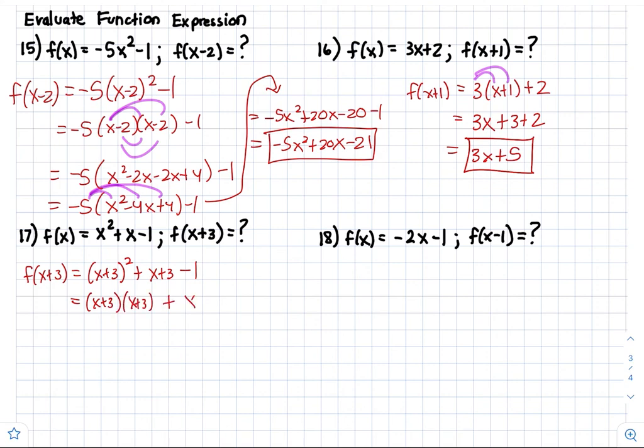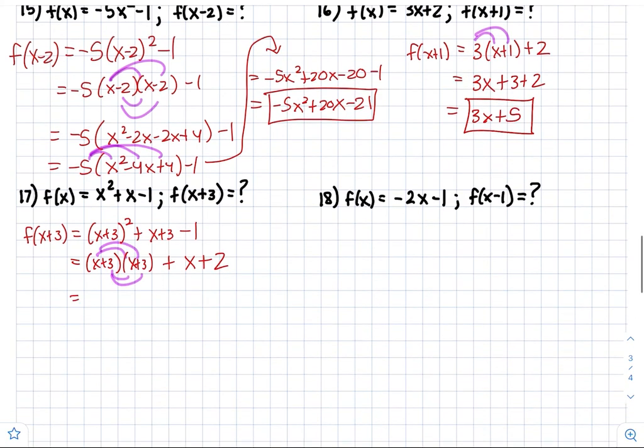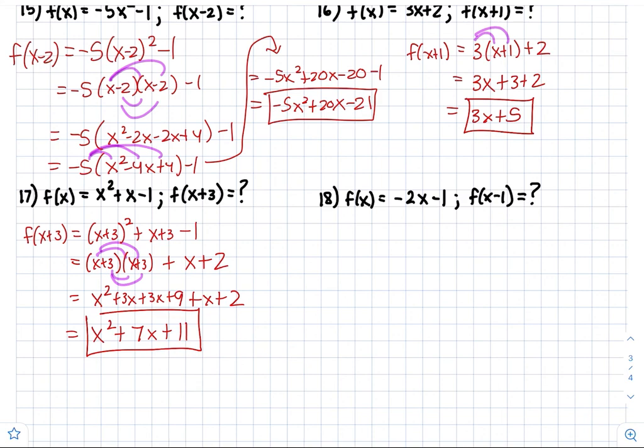We have plus x. We might as well combine those two. 3 minus 1 is just plus 2. But over here, we have to distribute. So what do we have? x squared plus 3x plus 3x plus 9 plus x plus 2. Combine like terms: x squared plus 3x plus 3x plus x is 7x. 9 plus 2 is plus 11. And there's our function for that one.